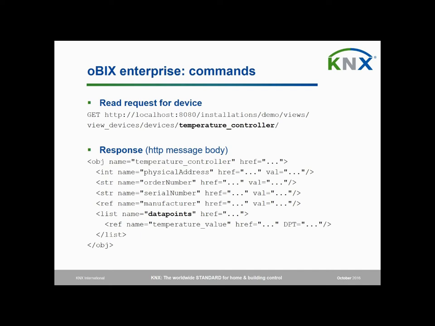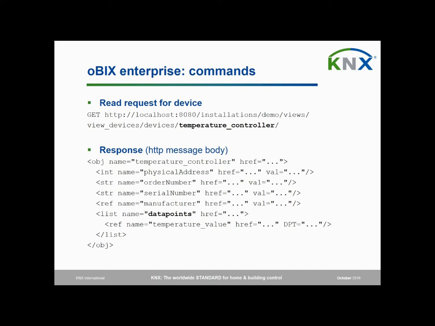So, for example, in order to perform a read request for the device, we'll use the get command and just use the URI that we just created before. So you recognize it again. This is the identification of the gateway. It's the demo installation, the devices view, and specifically the temperature controller. Because of the get command, we will get a response. Well, that is at least to be expected.